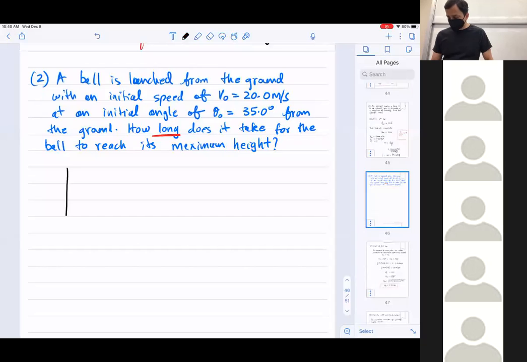So let me go ahead here, draw some. Here's my X and Y axis, I guess. I will launch this thing here. It has some initial V naught, some initial theta naught. That is what the launch angle and speed is. And we know that after it's launched, it's going to go off in some sort of an arc like this. And the question it's asking is, how long does it take for it to reach maximum height? Maximum height is right here.